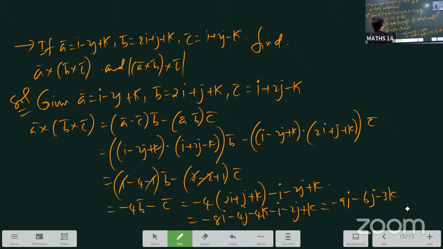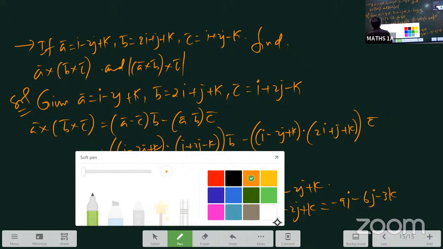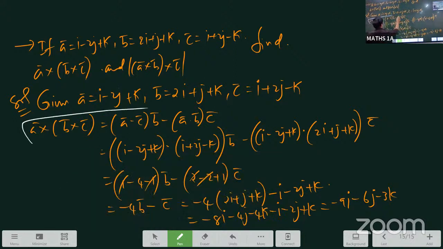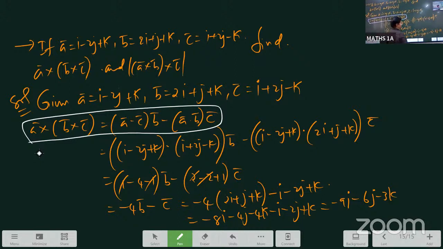See, I got a cross b cross. So a cross b cross c, you are going to apply the definition of vector triple product. Is it clear? Next, what is asking?